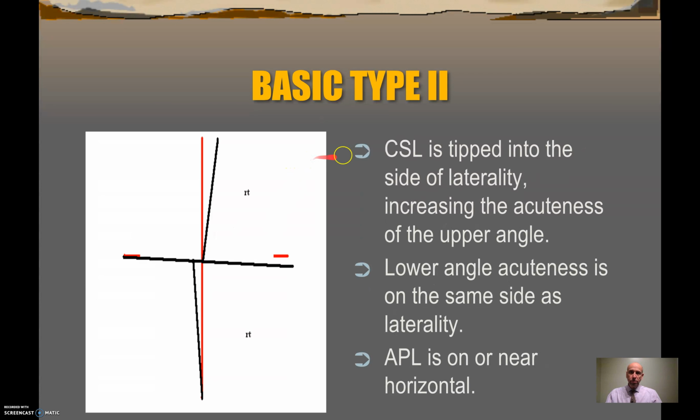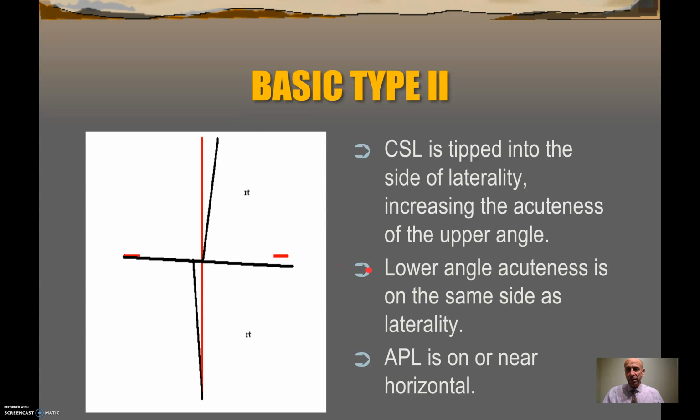So in a basic type 2, we have a central skull line, or CSL, that is tipped into the side of laterality, increasing the acuteness of the upper angle. In this case, once again, this is the black line here. It's actually tipped into the side of laterality. We have a right acute angle and right head tilt. The example that we did earlier actually demonstrated that, although there the plane line was slightly higher.